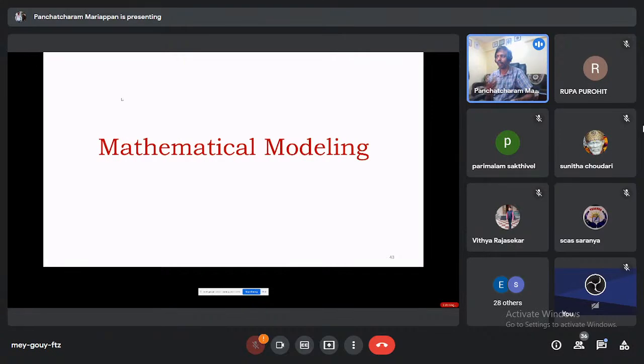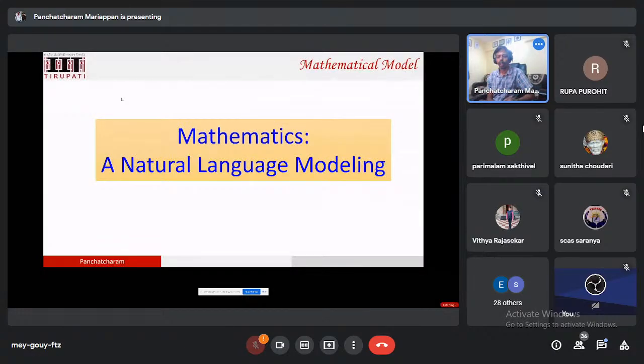Now let us come to the mathematical model. How are we going to deal with the mathematical model? So far we have discussed only modeling. Now we will go to the mathematical. Why mathematics? Because it is a natural language for the model. Using mathematics, you can model it very easily. That is the reason. So what is mathematical modeling?